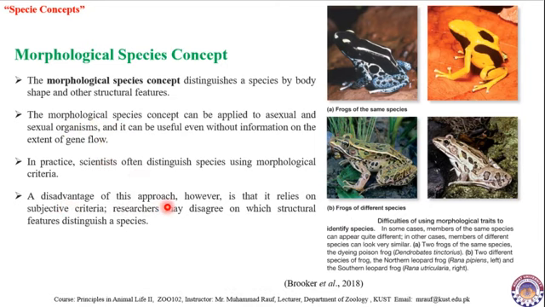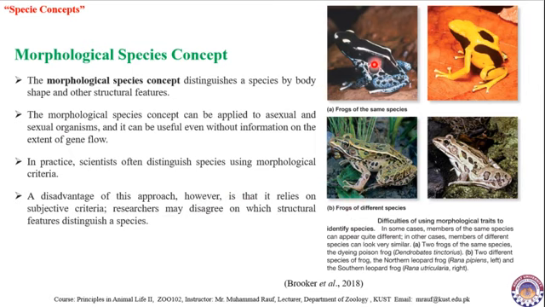A disadvantage of this approach, however, is that it relies on subjective criteria. Researchers may disagree on which structural features distinguish a species. So at times a situation occurs where two individuals have the same phenotype, the same physical features, yet they belong to different species. And in other cases, two individuals that are phenotypically different from each other belong to the same species.